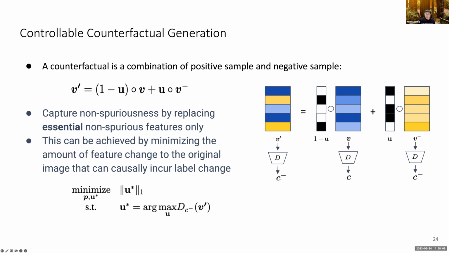Okay, so basically, the counterfactual example is a combination of the positive image feature and the negative image feature. And we would like to keep the maximum of the positive image feature and the minimum of the negative image feature. But the final label of the counterfactual would be negative. Then in that case, we basically identify the minimal non-spurious feature change that can incur the label change. So the learning objective is to minimize the coefficient U here, such that the label of the constructed counterfactual is negative.